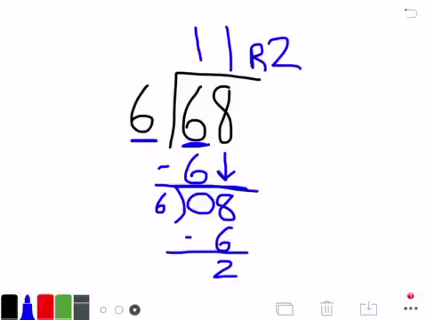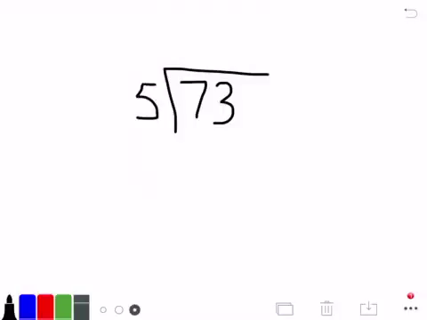Okay, one last problem. I'll give you a chance to work this one out, so I'll pause it. 73 divided by 5. You can pause it, try to work this one out, then resume the video, and if you need some tips, you can pause it along the way, and I'll work through it slowly even when I resume the video so that you can get a chance to solve it yourself. So go ahead and pause it, try to work this one out.